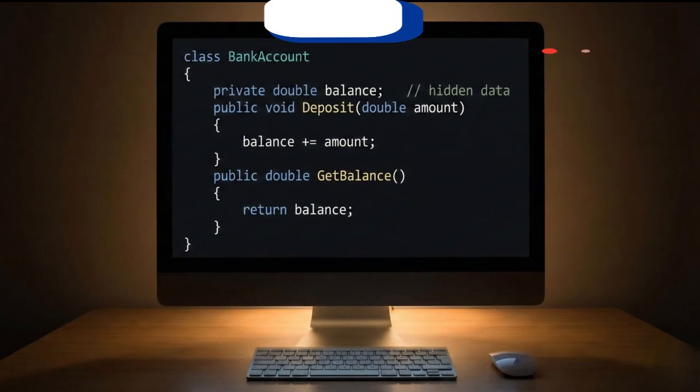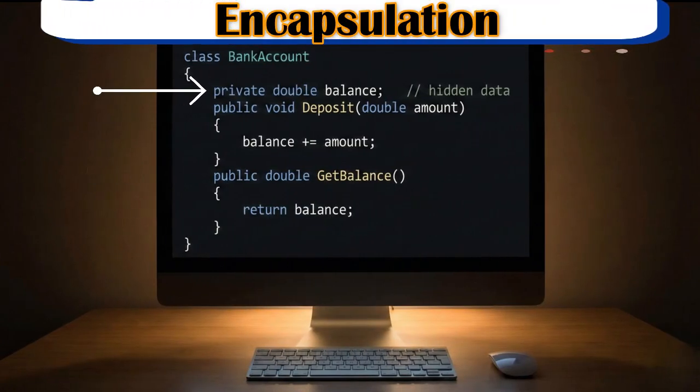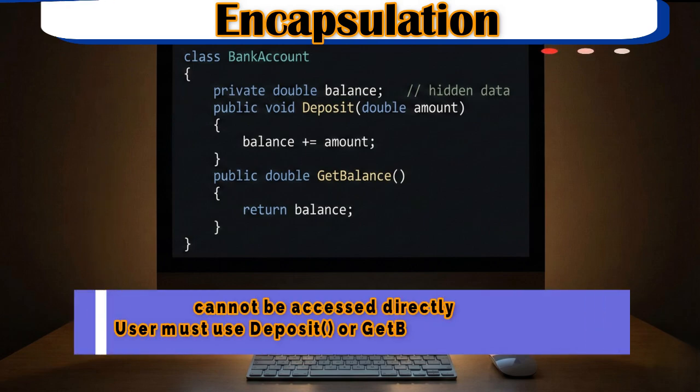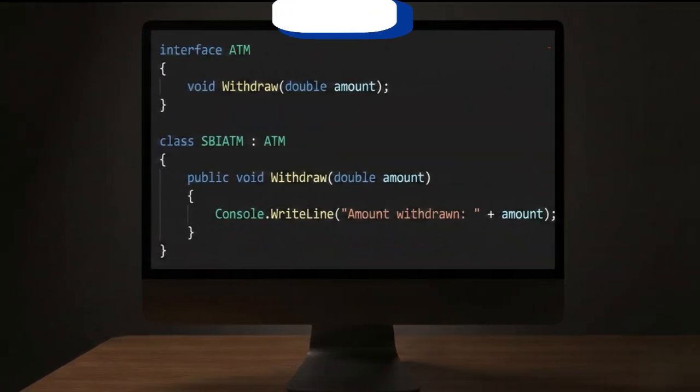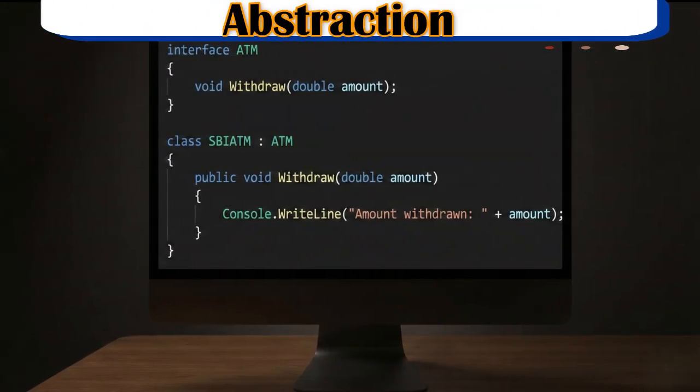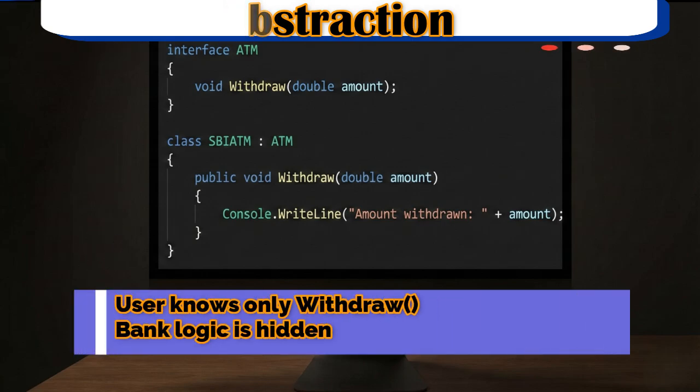The code example for encapsulation is to use a private variable and access data using a public method. Balance cannot be accessed directly. The user must use deposit or get balance. The code example for abstraction is achieved using an interface or abstract class. The user knows only withdraw. Bank logic is hidden.